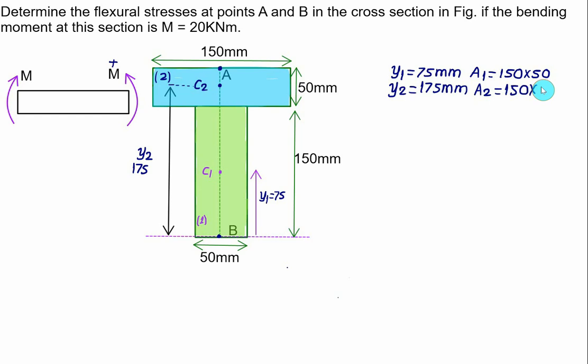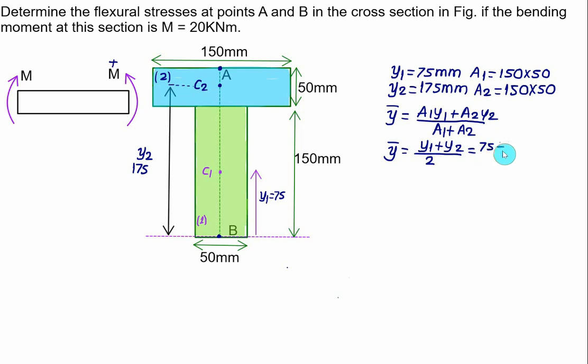So for a composite area we can locate our Y bar from the bottom and that value is given as A1 Y1 plus A2 Y2 divided by the total area, which is the sum of A1 plus A2. So simply substitute all these values and solve for Y bar. In this case A1 is the same as A2, so this value will get cancelled. In the numerator we have Y1 plus Y2 and in the denominator we have 2 times A. So that is equal to 75 plus 175 divided by 2. Total we have 250 divided by 2, which is equal to 125.